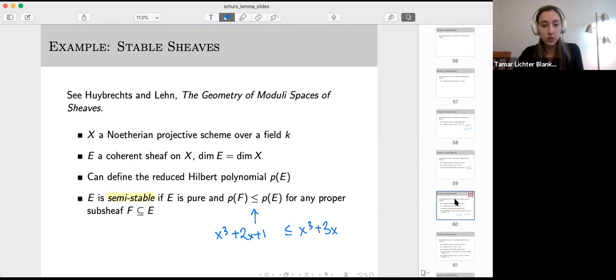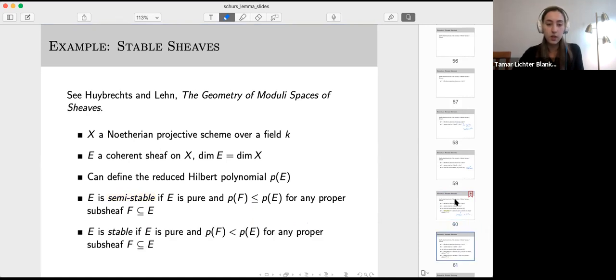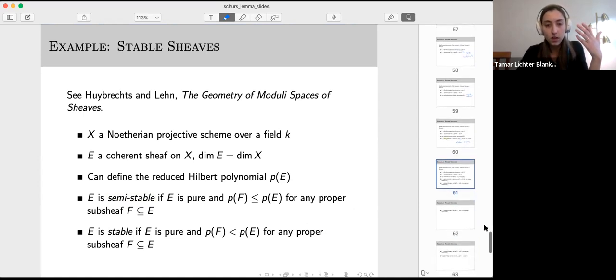And then there's a similar definition, which is stable. The only difference is that instead of less than or equal to here, we have just strictly less than. So you can't have the same polynomial on a proper subsheaf. Okay, so there's all of that. These are some definitions we're going to need for our example.